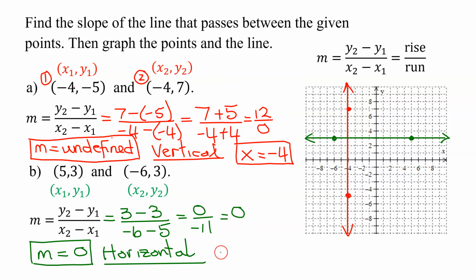And remember from previous work, the equation of a horizontal line is y equals a constant. What's the constant have to be in this case? 3. So two special cases. If the slope is 0, you have a horizontal line. If the slope is undefined, it is a vertical line.